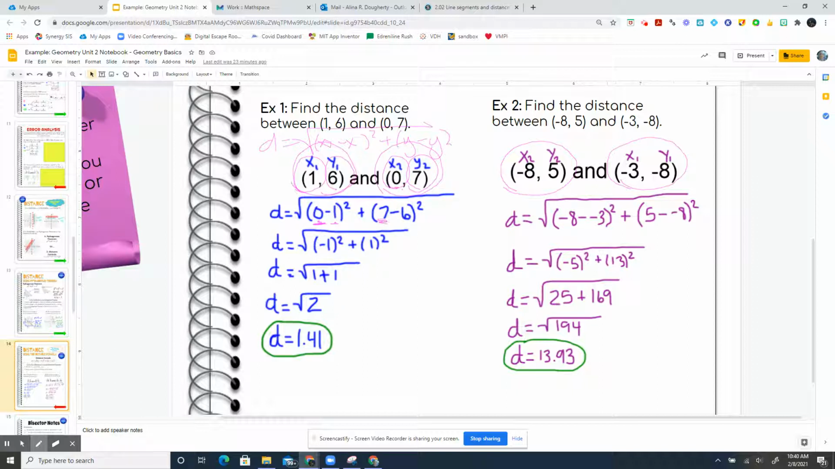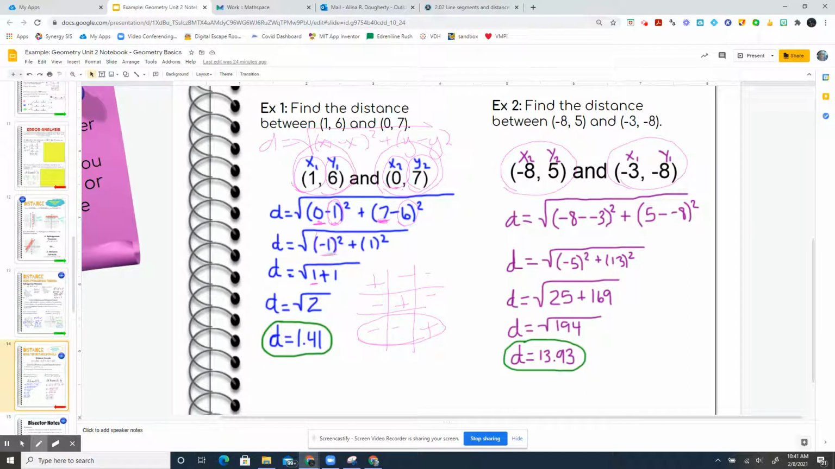The 0 and the 7 have to be the same ordered pair, and the 1 and the 6 have to be the same ordered pair. That's the important part. Then you just do your math. Make sure you put negatives in parentheses, because if you just put negative 1 squared into your calculator, you're going to get negative 1 instead of positive 1. Remember, a negative times a negative is a positive. Some middle school teachers do this graphic. I don't know if that helps. A negative times a negative is a positive, right?